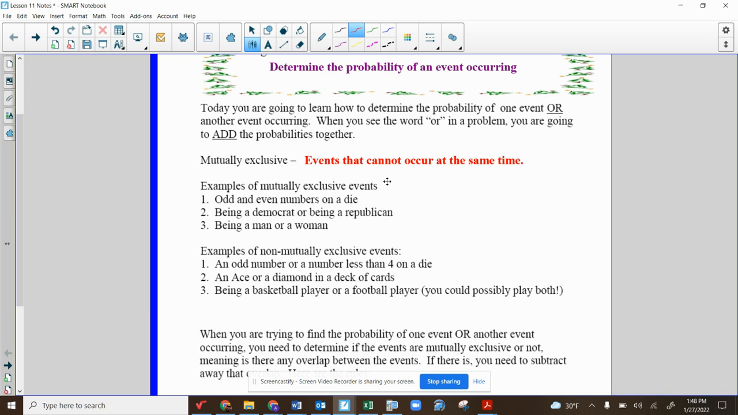In order to be mutually exclusive, that means they are events that cannot occur at the same time. So, if you roll a die, that number can't be both odd and even. Theoretically, you can't be both a Democrat and a Republican.